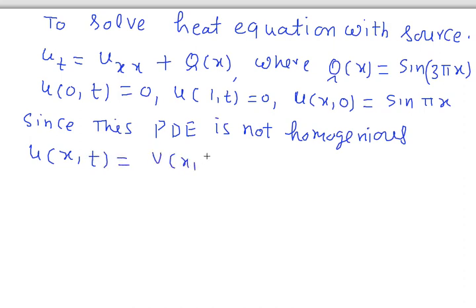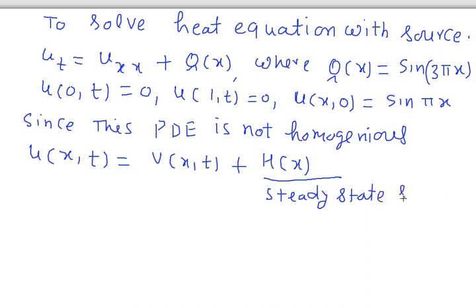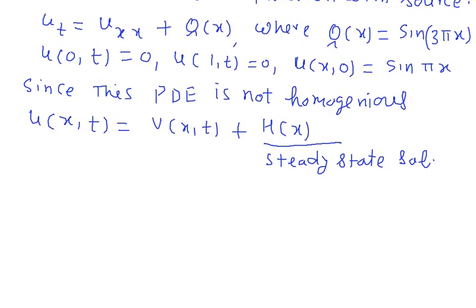v(x,t) + h(x). So this h(x) is the time independent solution. It is also called the steady state solution. And this part v(x,t) is known as the time dependent solution. It is called the transient state solution, the transient temperature distribution.